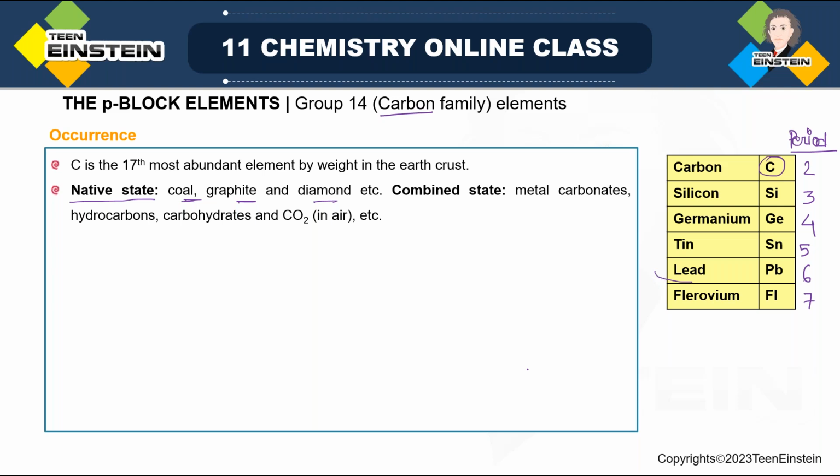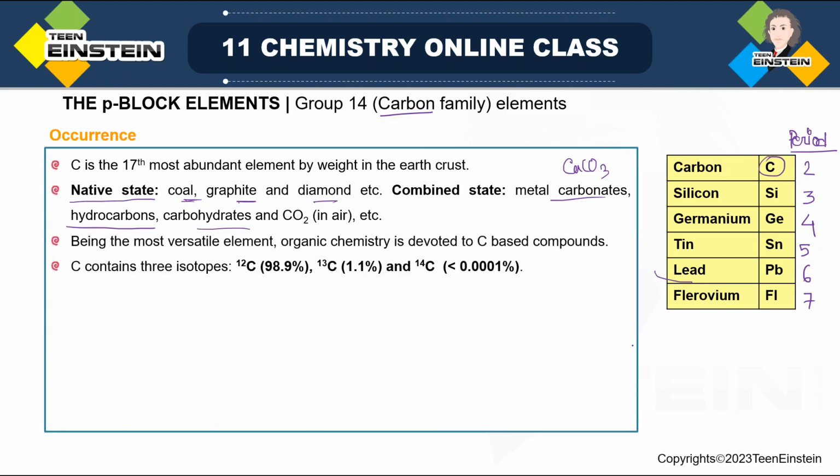It is also found in combined state and it is very versatile in the form of metal carbonate. Just take the example of CaCO3, MgCO3, sodium carbonate, potassium carbonate. Then hydrocarbon. So organic chemistry, which is chemistry of carbon and hydrogen, is based on this element only. So from this you can understand how versatile it is when it is reacting with some other compound. Because of this versatility, we have a separate branch of chemistry, which is organic chemistry. Okay, hydrocarbon. Then we have carbohydrate, naturally occurring molecules, carbon dioxide present in air, etc.